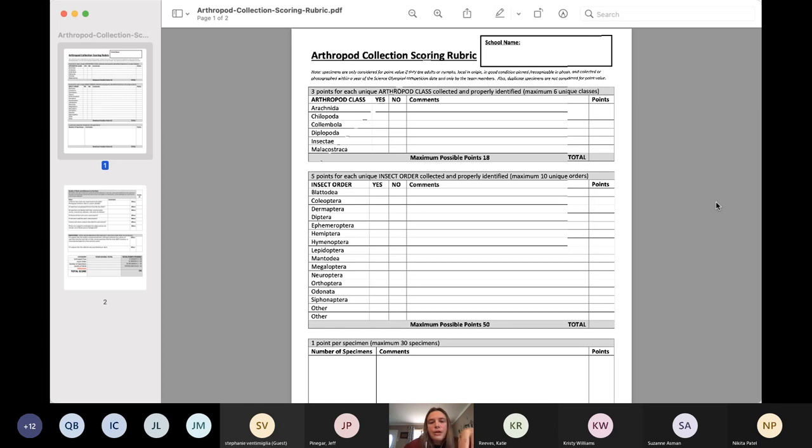So all of these are part of the 30. So even though you have the one Arachnida and I give you 5 points, I'm counting it again down below for an individual species. Does that make sense? Yes. Okay, I understand.